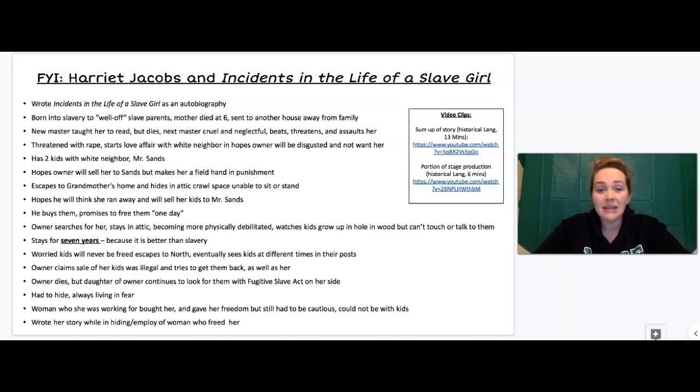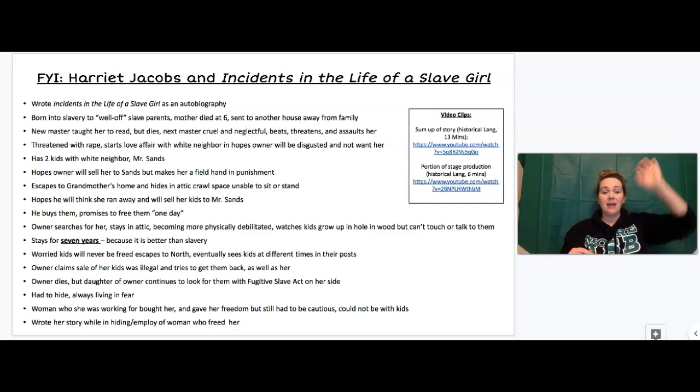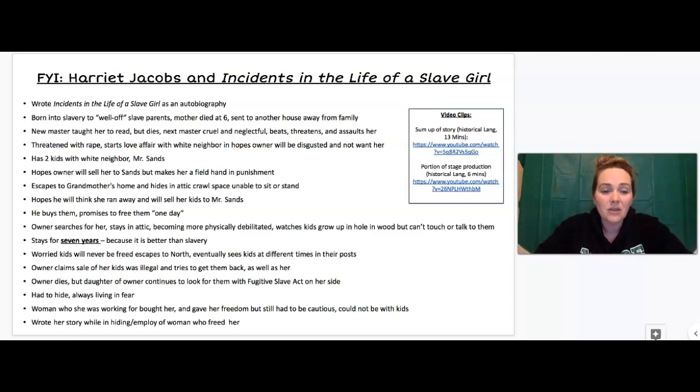So ultimately, she can't take it anymore. She's in fear of being raped. She's in fear of more abuse. She is miserable, and she escapes to her grandma's house, and she hides in an attic crawl space. I'm talking about a space, you guys, that is not big enough to stand up in. Okay, so she has to lie down. She can't even fully sit up or anything. She's lying down. There's a hole in one of the walls that she can peek out of, and she watches her kids from that hole.